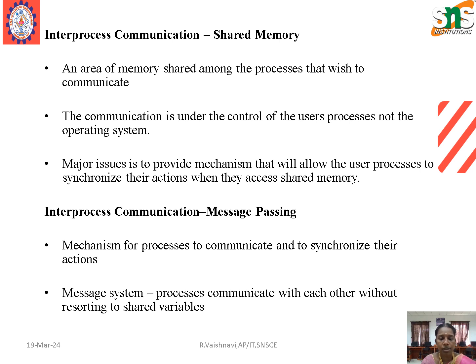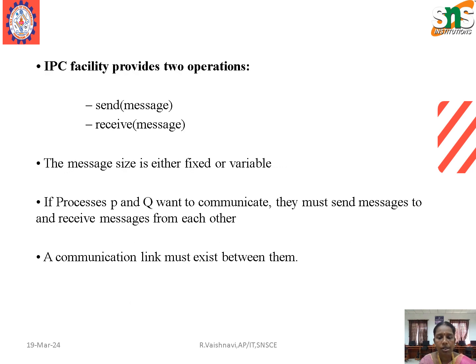Next type is inter-process communication, message passing: a mechanism for processes to communicate and to synchronize their actions. That is a message system. Processes communicate with each other without resorting to shared variables. The inter-process communication facility provides two operations, send the message and receive the message. The message size is either fixed or variable. If processes P and Q want to communicate, they must send messages to and receive messages from each other. A communication link must exist between them.